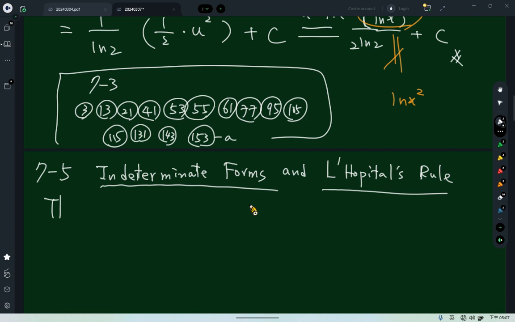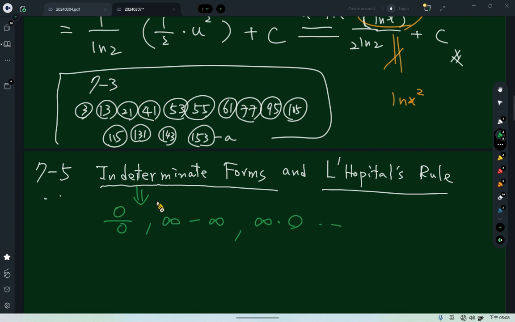So what is the indeterminate form? The indeterminate forms include 0 over 0, infinity minus infinity, or infinity times 0. So this is the indeterminate form.